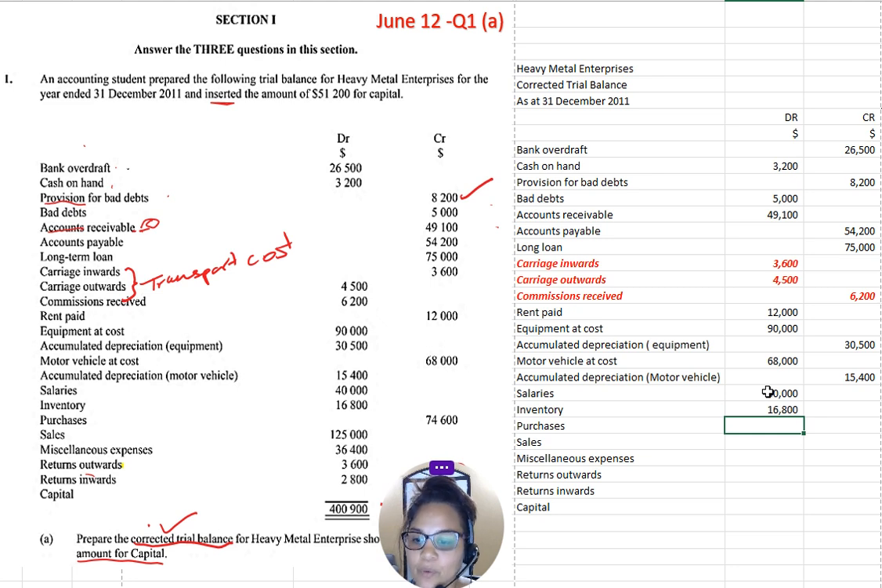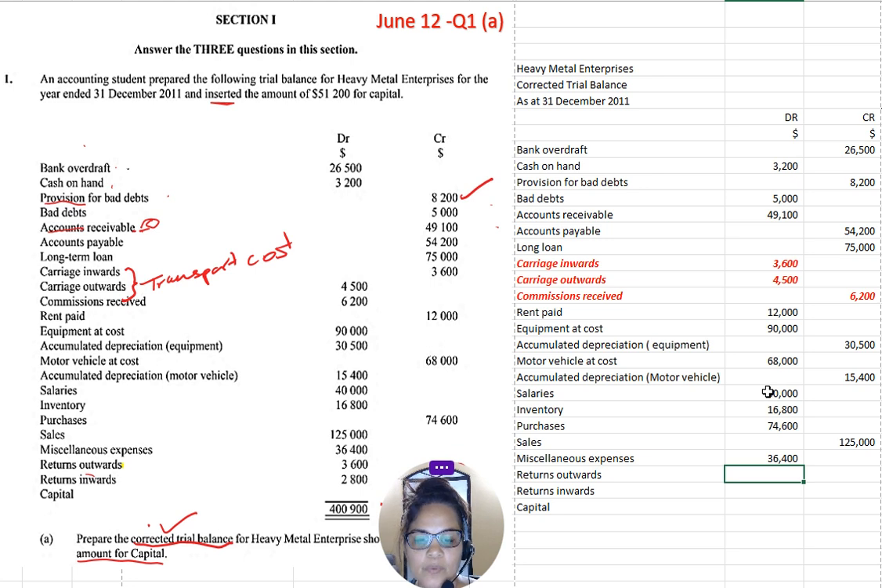So if you're stopping to wonder, you just ask yourself, is my sales supposed to be credited? So therefore my purchases need to be debited. So it's the reverse of what they have here. So 74,600, and purchases is a cost which reduces the revenue value. 125 is the cost of goods sold. Miscellaneous expenses. Once again, an expense is a debit entry.